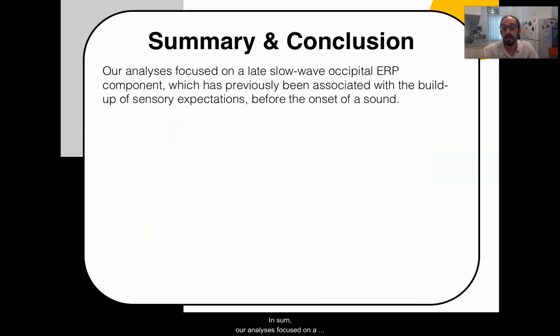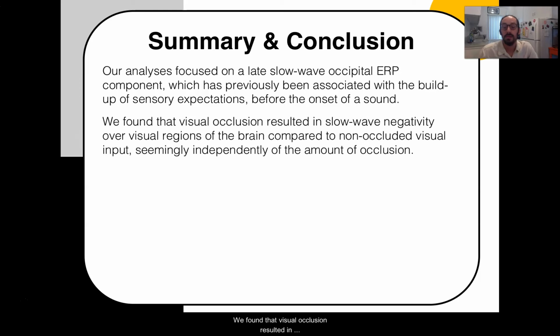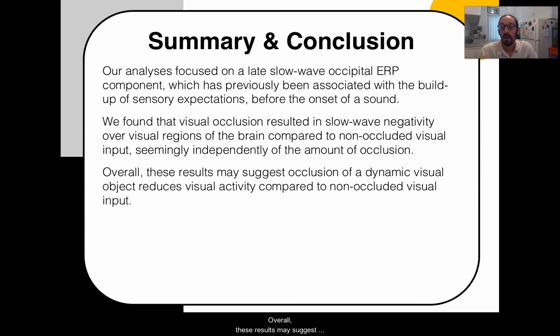In sum, our analyses focused on a late slow wave occipital ERP component, which has previously been associated with the buildup of sensory expectations before the onset of a sound. We found that visual occlusion resulted in slow wave negativity over visual regions of the brain compared to non-occluded visual input, seemingly independently of the amount of occlusion. Overall, these results may suggest occlusion of a dynamic visual object reduces visual activity compared to non-occluded visual input.